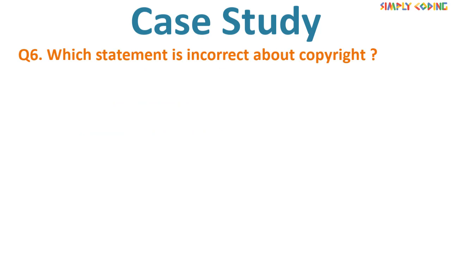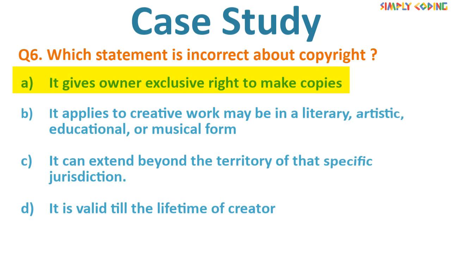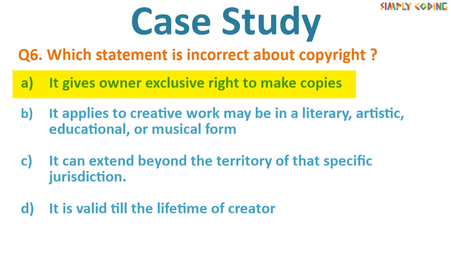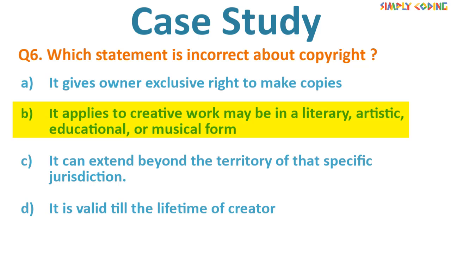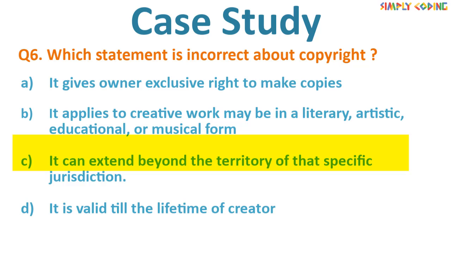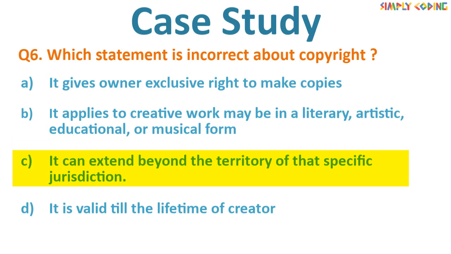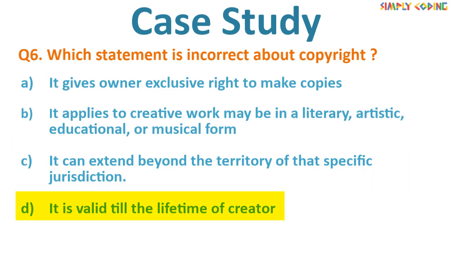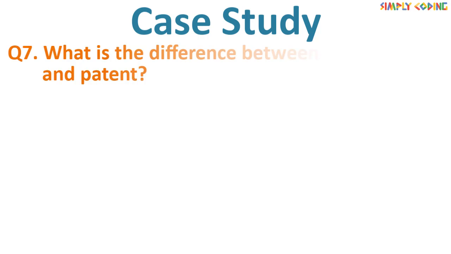Which statement is incorrect about copyright? The options are: it gives the owner exclusive right to make copies. It applies to creative work, maybe in a literary, artistic, educational, or musical form. It can extend beyond the territory of the specified jurisdiction. It is valid till the lifetime of the creator. Here the answer is D, as it is valid for at least 60 years after the death of the creator. Let's see the next question.